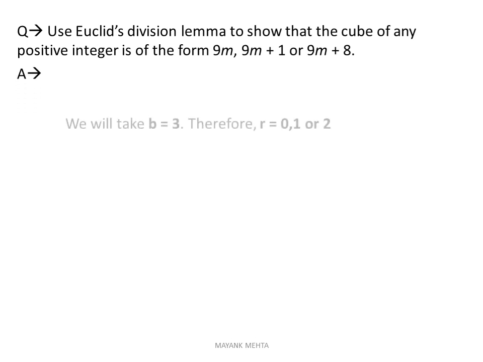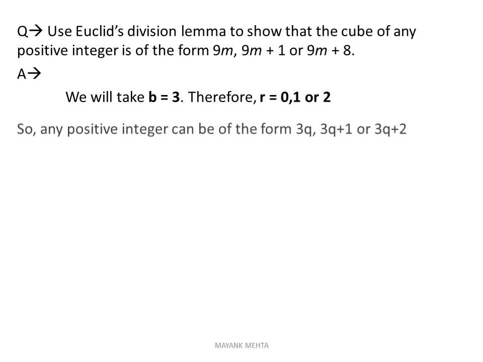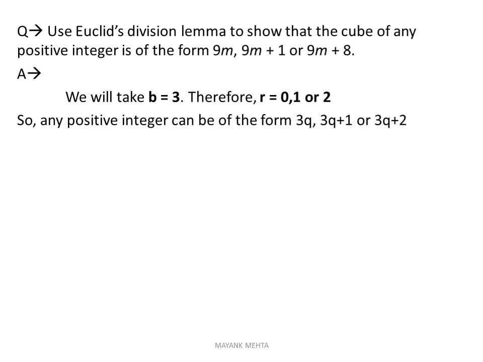That means, first of all, here we want the form of 9. So we will not take b is equal to 9, because we are going to take the cube of that integer. So let us take b is equal to 3. You'll need to remember that thing. In this sum we will take b is equal to 3, so the value of r will be 0, 1 or 2. So any number can be written as either 3q or 3q plus 1 or 3q plus 2, that we have seen previously.